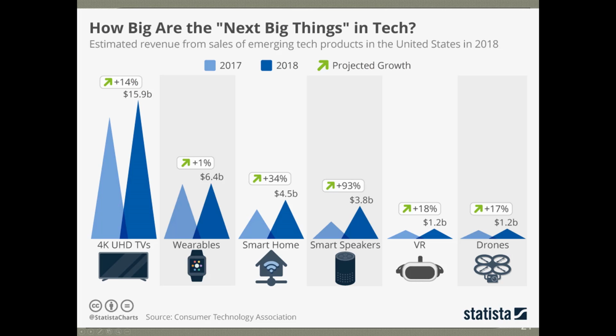Okay, so let's look at a few other ways to visualize data on that Statista website. There's a bunch of great infographics. I thought this one was interesting. How big are the next big things in tech? UHD TVs, wearable technology, smart home, smart speakers, virtual reality, and drones. Kind of interesting to look at the projected growth, 2017 to 2018, for some, quite a difference.